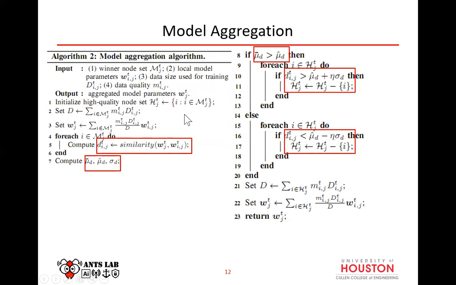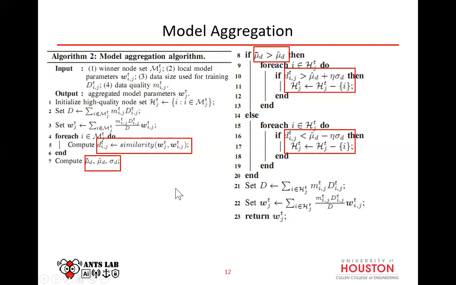And it's the algorithm. At first, it aggregates the local model updates received from winner nodes using the quality and data science weight, and uses cosine similarity to measure the similarity between the aggregate model and each local model. And then it computes the mean value, the median value, and the standard deviation of the similarity.